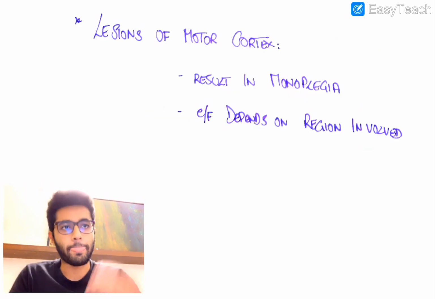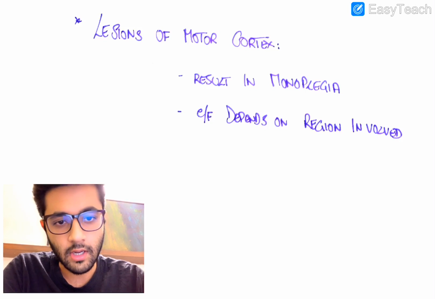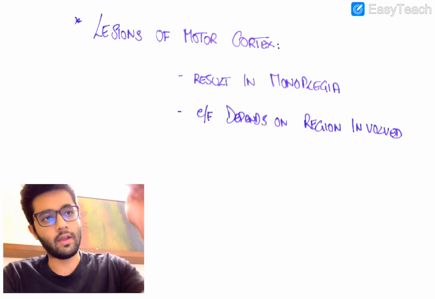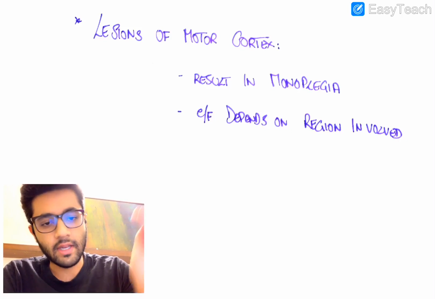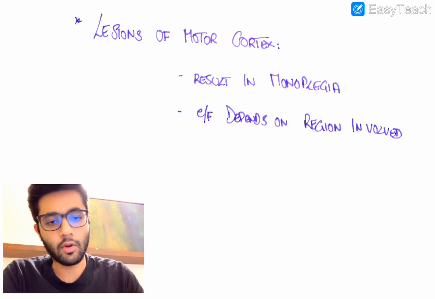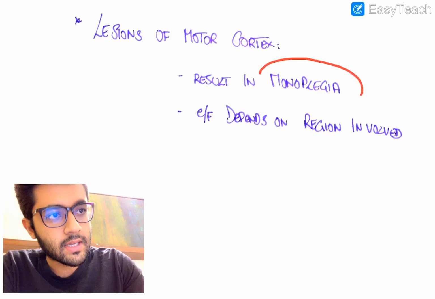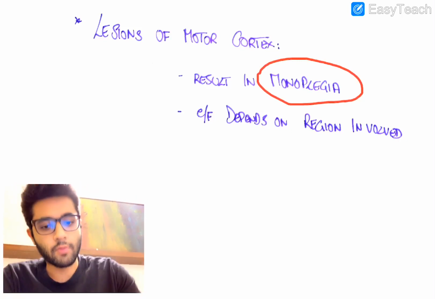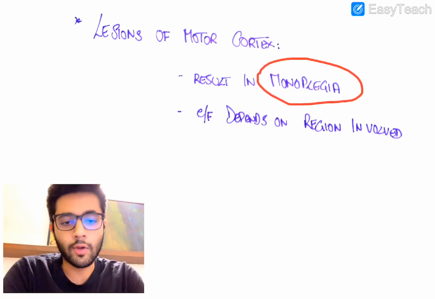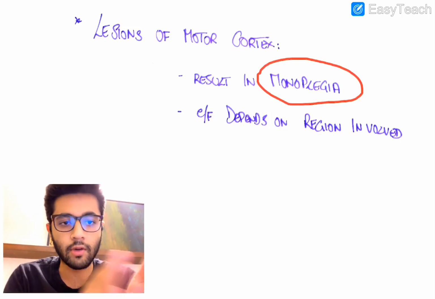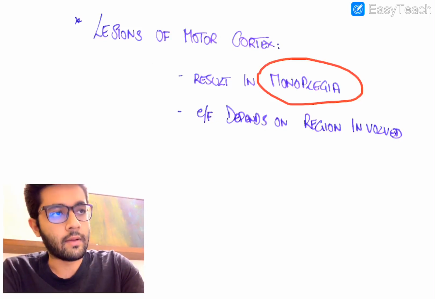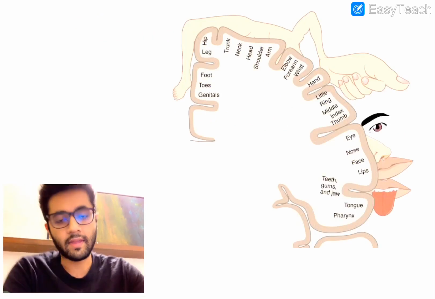So firstly, let's imagine that the UMN starts in the motor cortex, and let's assume that the lesion is at the motor cortex. How does a UMN lesion of the motor cortex present? It presents as a classical monoplegia. What is monoplegia? A particular part or a particular limb is affected based on the region involved, so a particular function is lost. You'll get the idea better now.